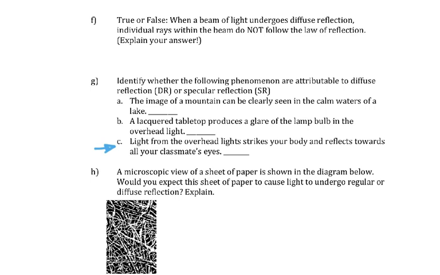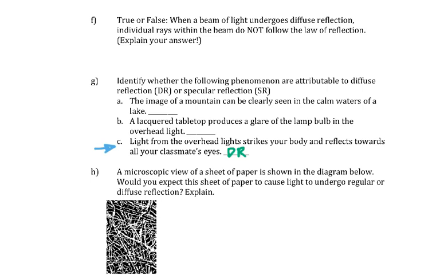So when you look at letter G and you see on the third part of it, light from the overhead light strikes your body and reflects towards all your classmates' eyes. Well, they can see you, right? So you are reflecting light. However, they don't see themselves in your shirt. And so that means that you are providing a diffuse reflection and not a specular reflection.